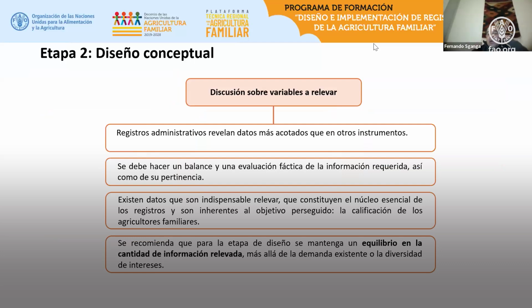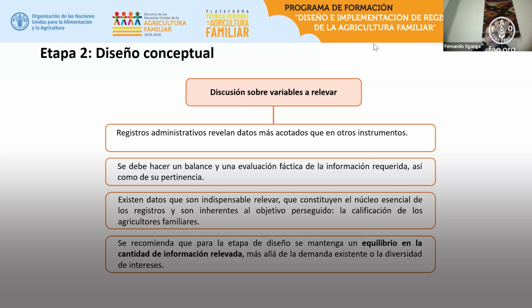We need to make an assessment and evaluation of the factual information required, as well as its relevance. That is, we cannot ask for opinion. So we have to build more quantitative and qualitative elements that may be processed. And if they are qualitative, they have to be very processable.